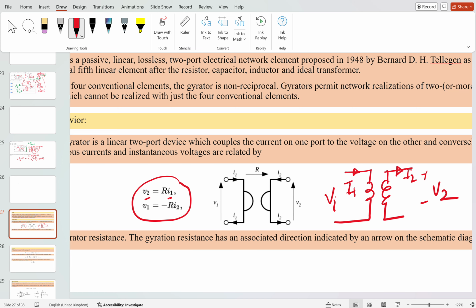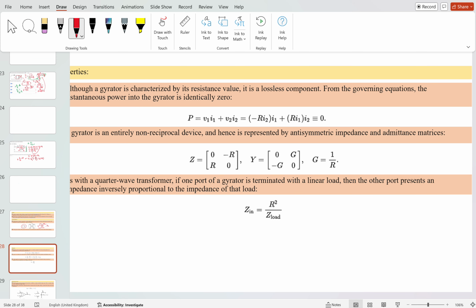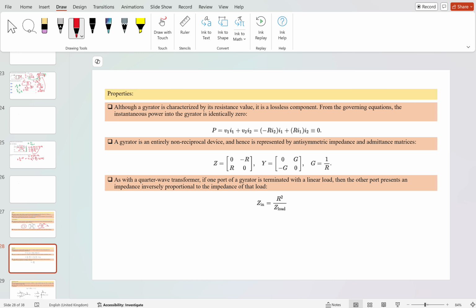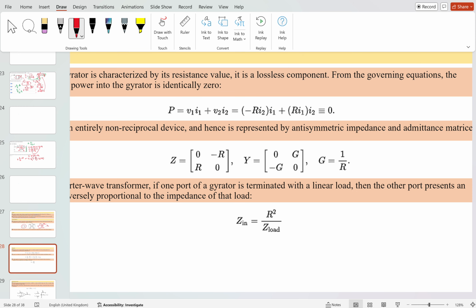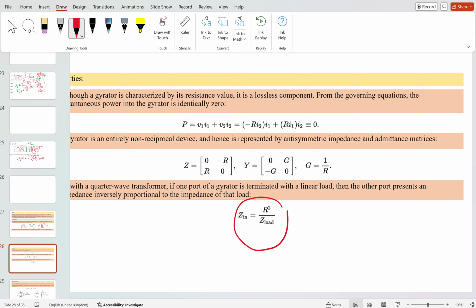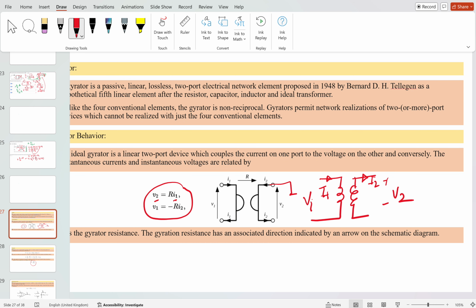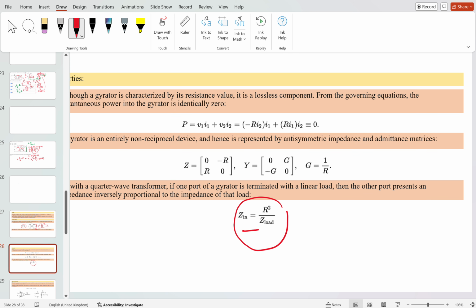Power is equal to 0 in this, because V1 I1 plus V2 I2, when you put the value of V1 and V2 in terms of I2 and I1, will simply become 0. And Z input is simply equal to R square divided by Z load. Z load means when you are connecting a load here, suppose this is the ZL I have connected. So Z input will become R square by Z load. This derivation is already given by the professor. You can see that lecture, but just remember it.